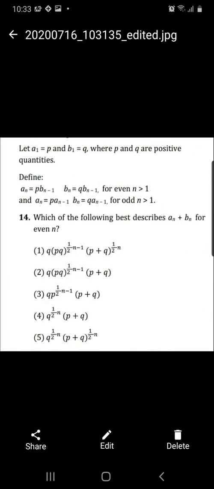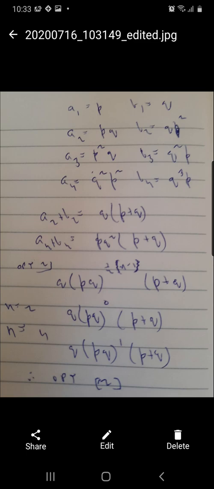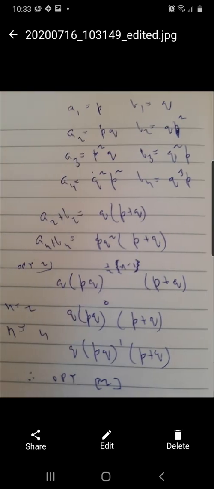Now A3 will be odd n. So A3 will be P A2. So that is P into PQ, that is P square Q, and B3 will be Q A2. So B3 will be Q into PQ, that is Q square P.